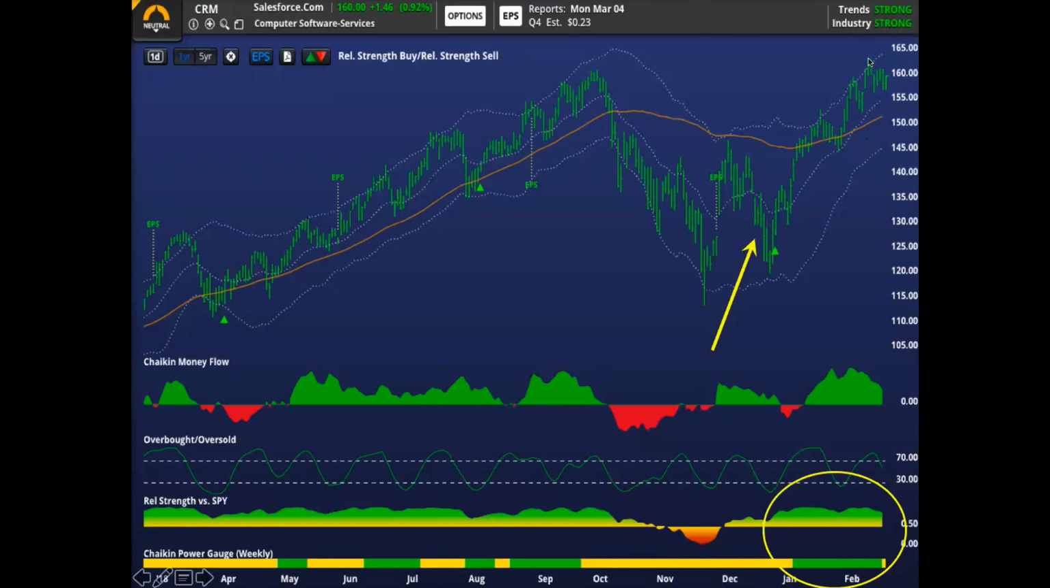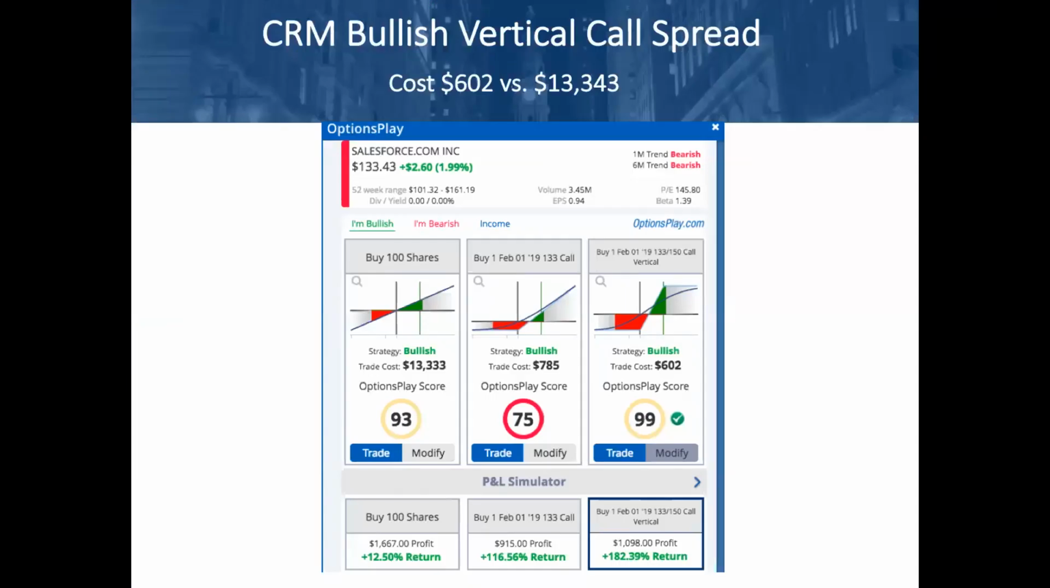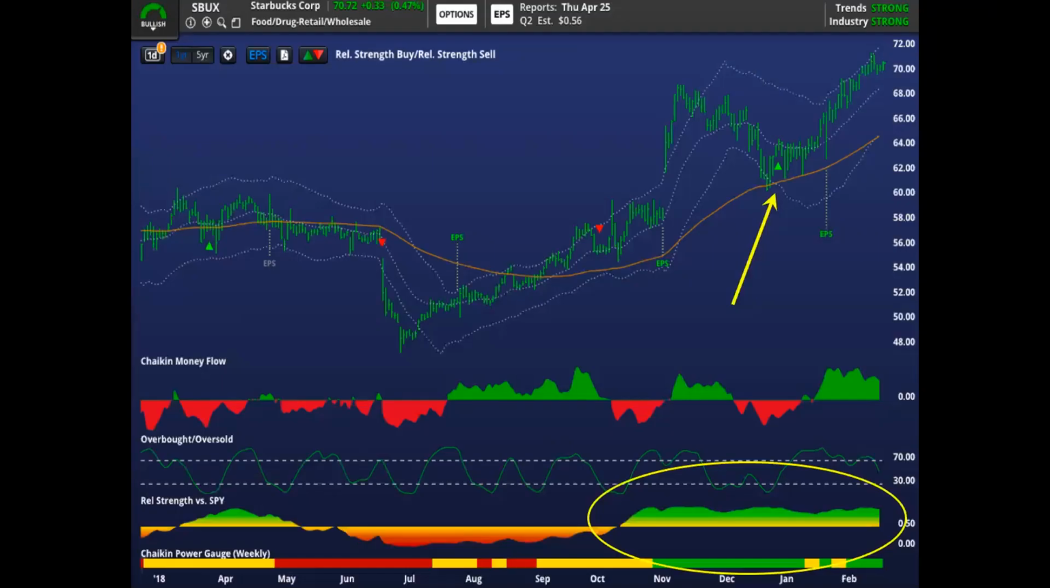It's continued all the way to 163. And right now, it's overbought, so we don't want to put on a vertical call spread. We want to wait for it to pull back to that 21-day average or below, and then look at options play to see if there's a high probability spread. Now, right now, you could put on the 150, the 160 spread and sell the 177. It's just too high. You want to wait for it to come in.